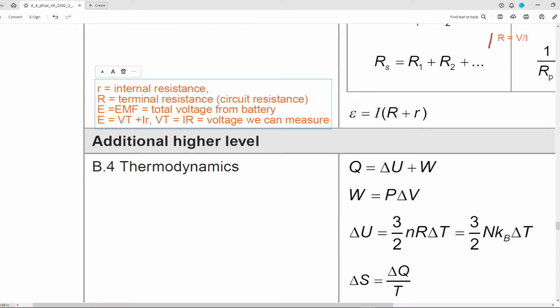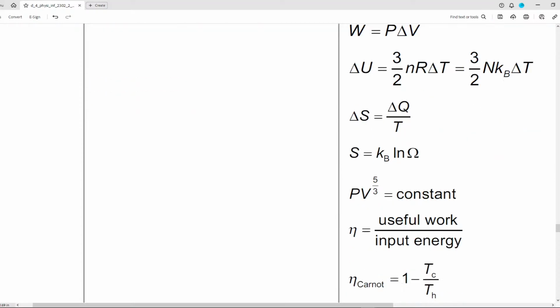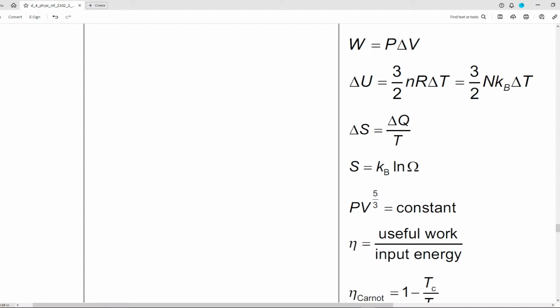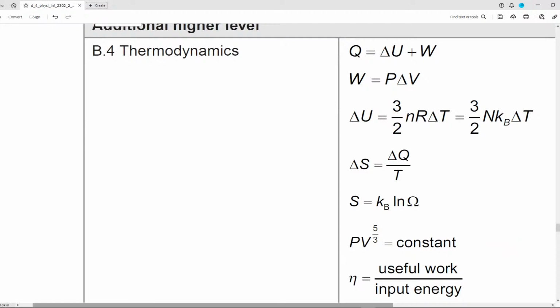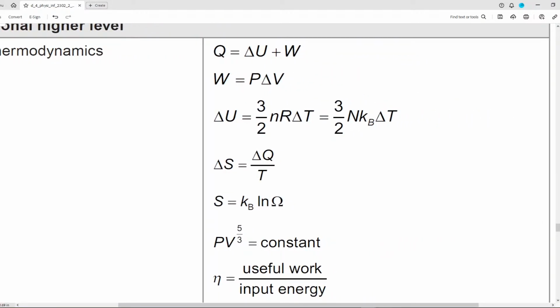Finally, wrapping up additional higher level topics in Unit B, which is thermodynamics. Thermodynamics is actually an application of the B.3 gas laws, so not so much circuits. There's a weird jump here in the formulas, but do pay attention to that when you are using this for your tests or studying. There's not a great deal to talk about except definitions, because most of these are just telling you relationships between different things.